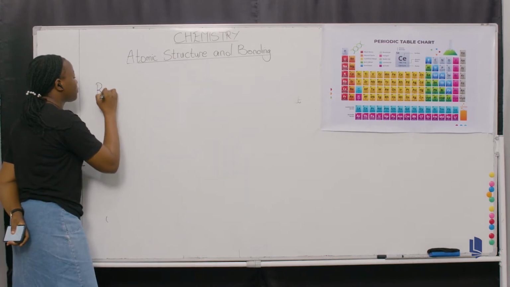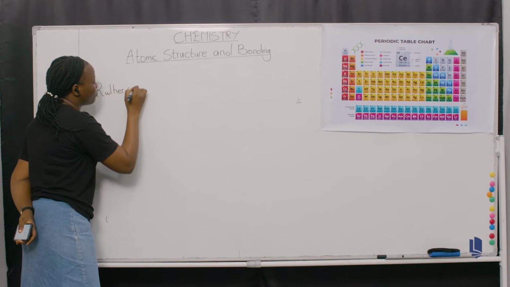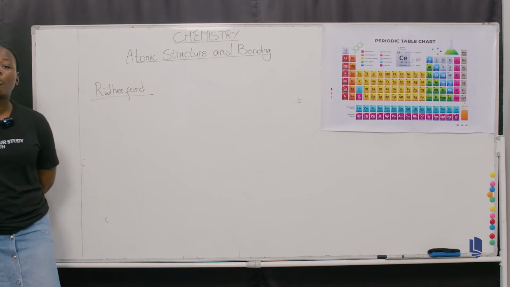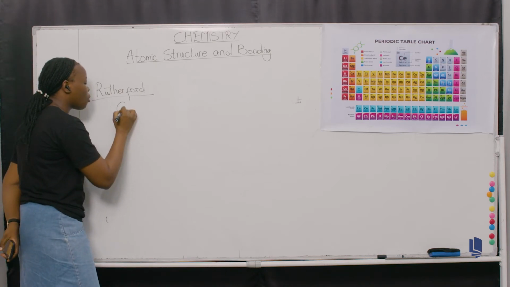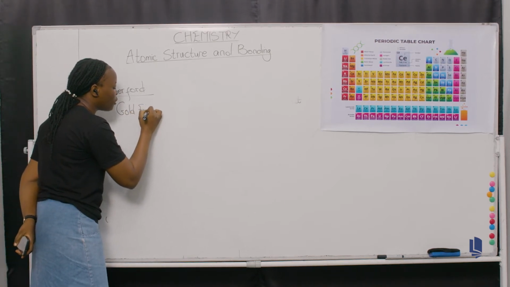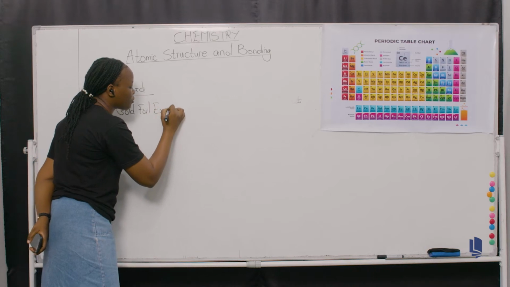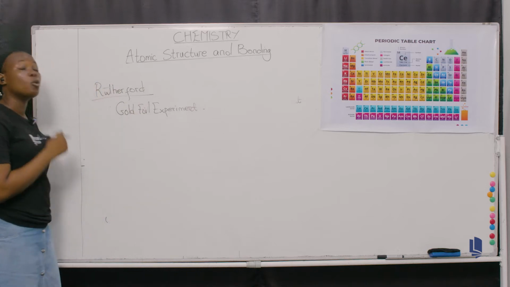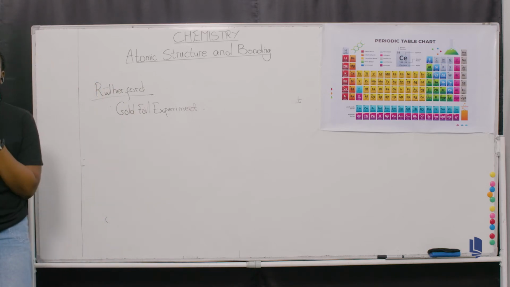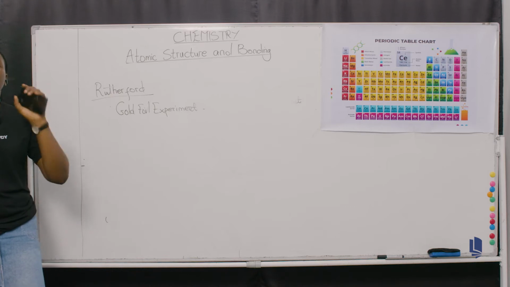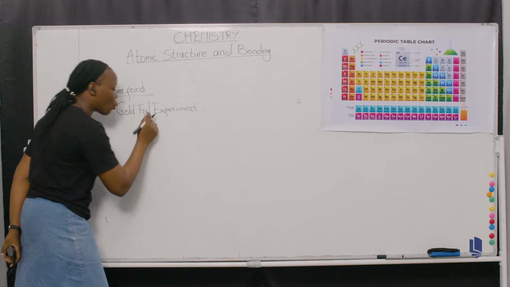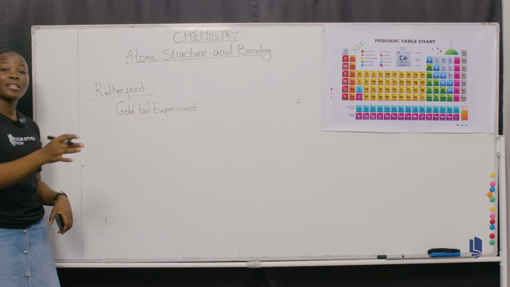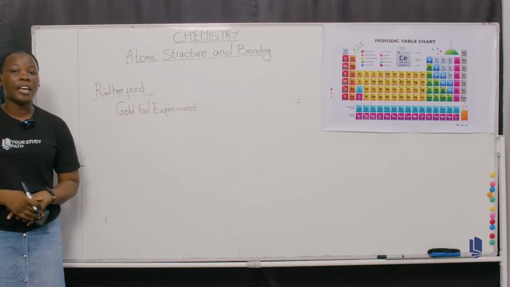Okay, so Rutherford. Rutherford performed the gold foil experiment. He used alpha particles, bombarded on a thin gold foil, and he noticed that some of the alpha particles passed through and some were deflected back.